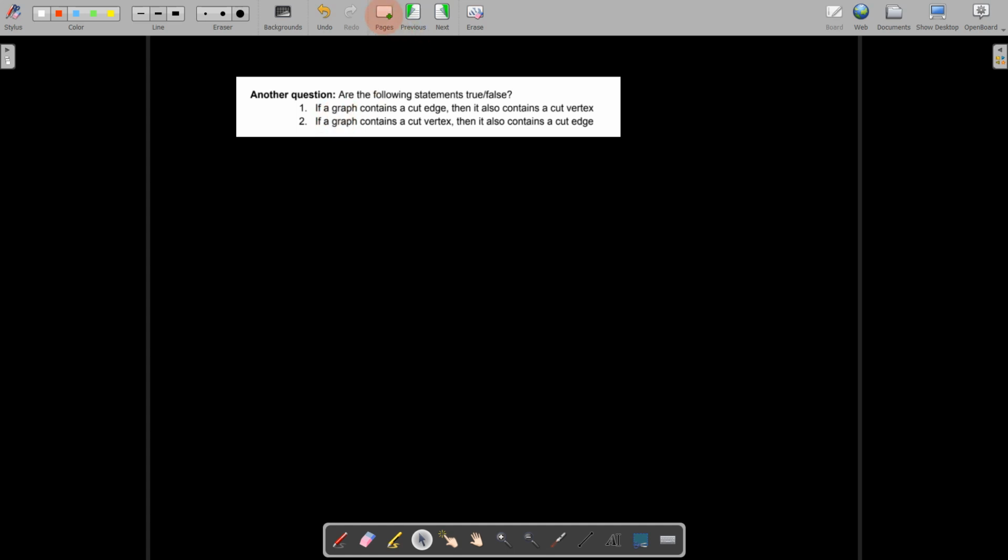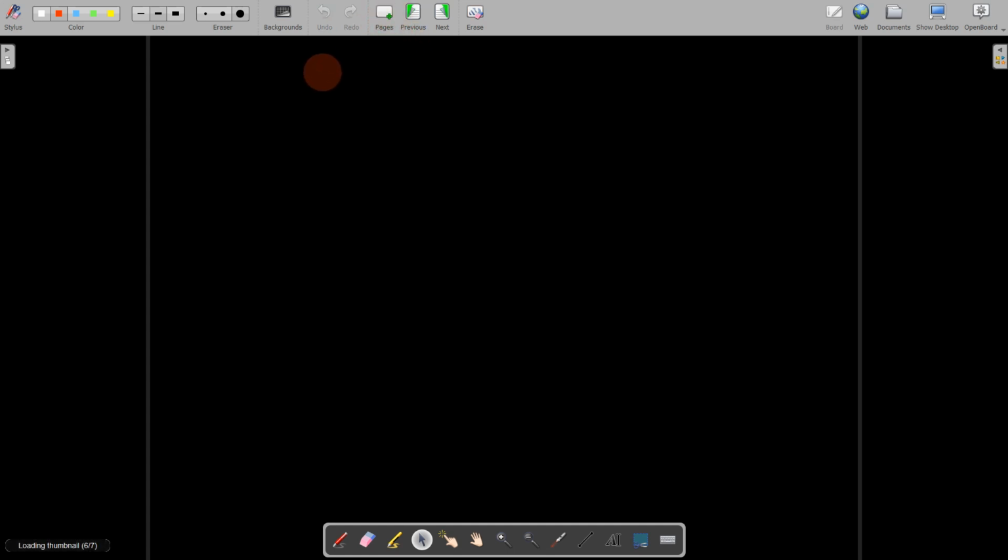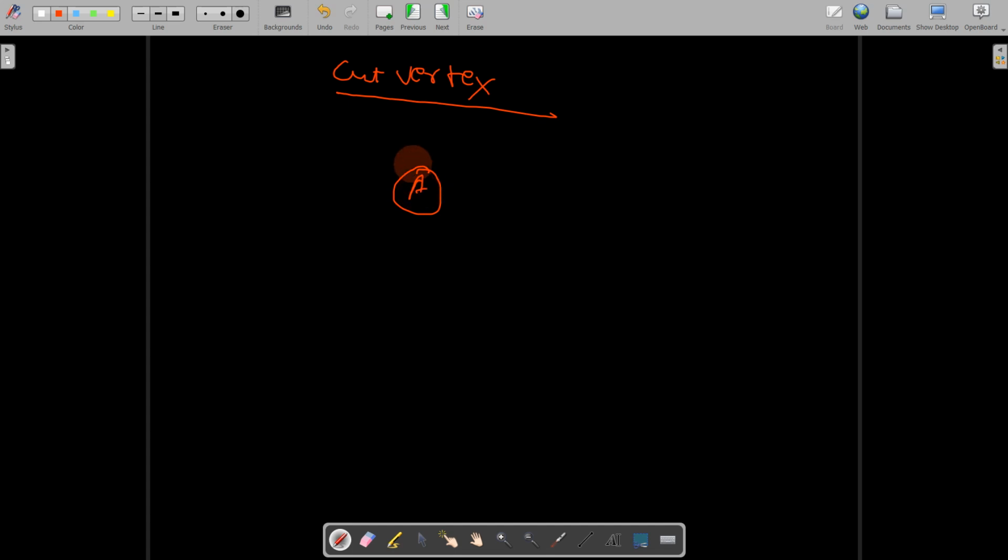Okay, so first let us see the basics of what is a cut vertex. Let us take an example of a graph. We will take this graph A, the star graph. Let us take the star graph.